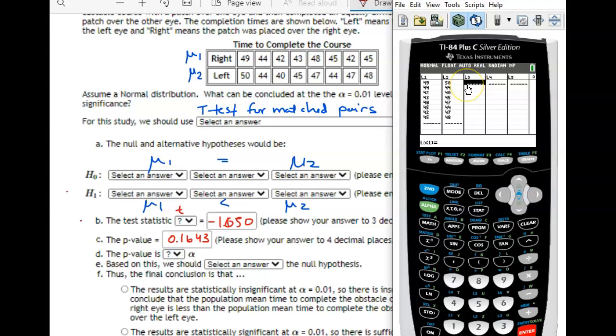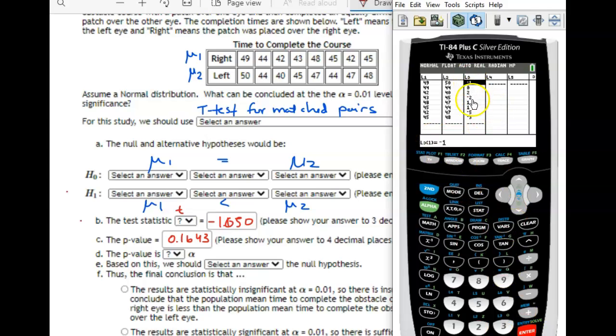In the third column, L3, we want to find the difference between these. Basically we're going to hit the arrow so it highlights the title, L3. And you're going to say L1 minus L2. So L3 equals L1 minus L2. The L's are here, you see them in blue. So 2nd 1 gives me L1, then minus 2nd 2 gives me L2, and you hit enter.